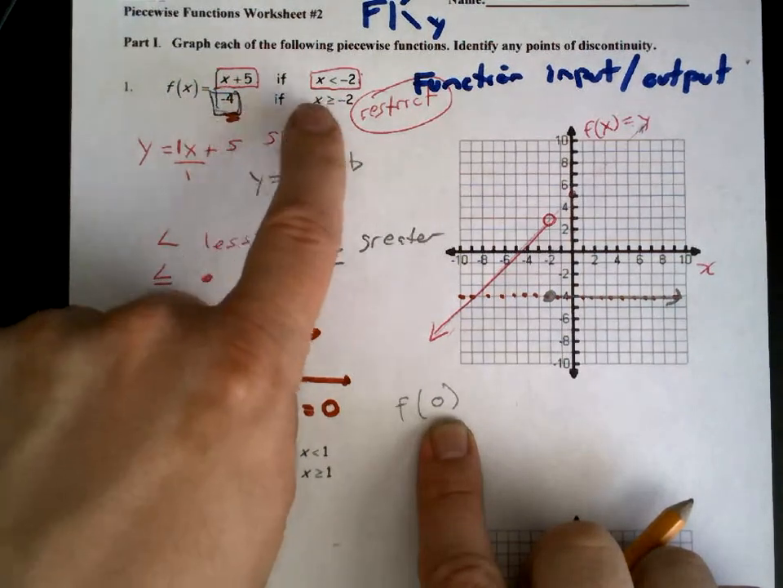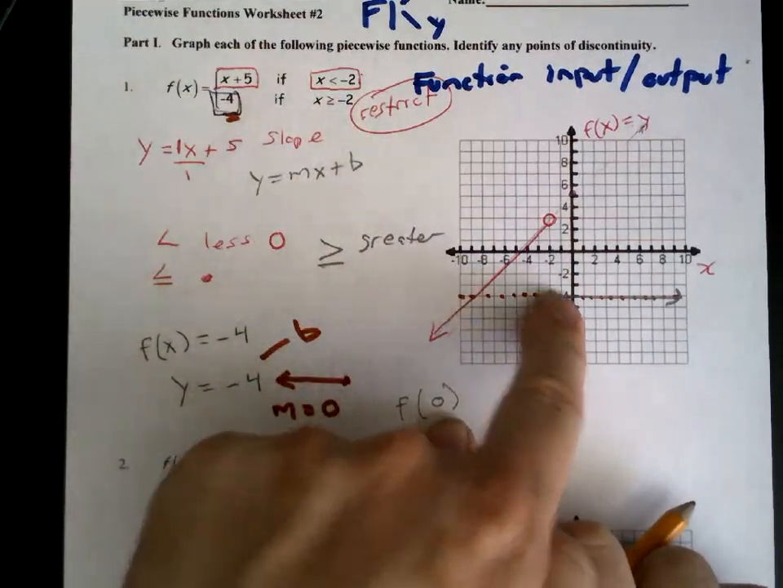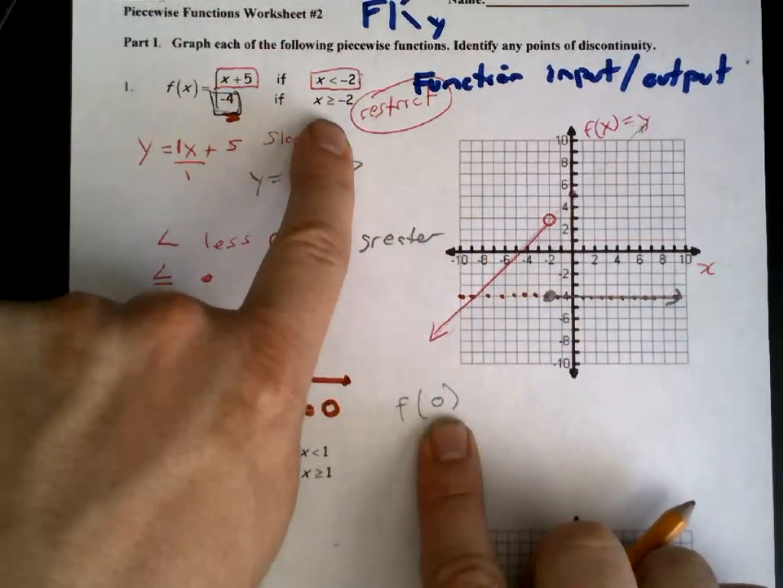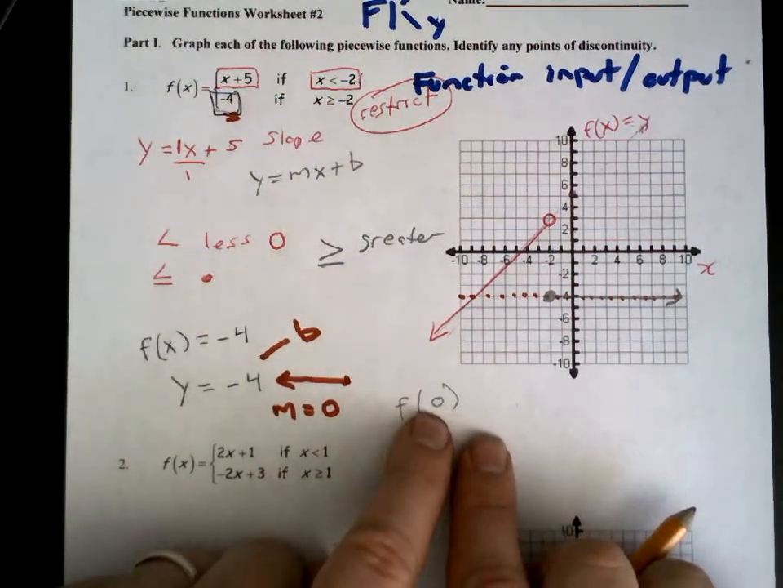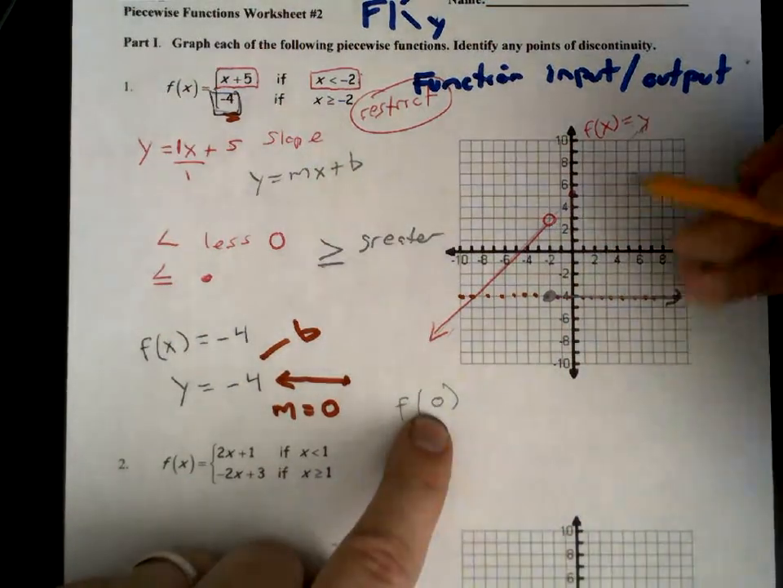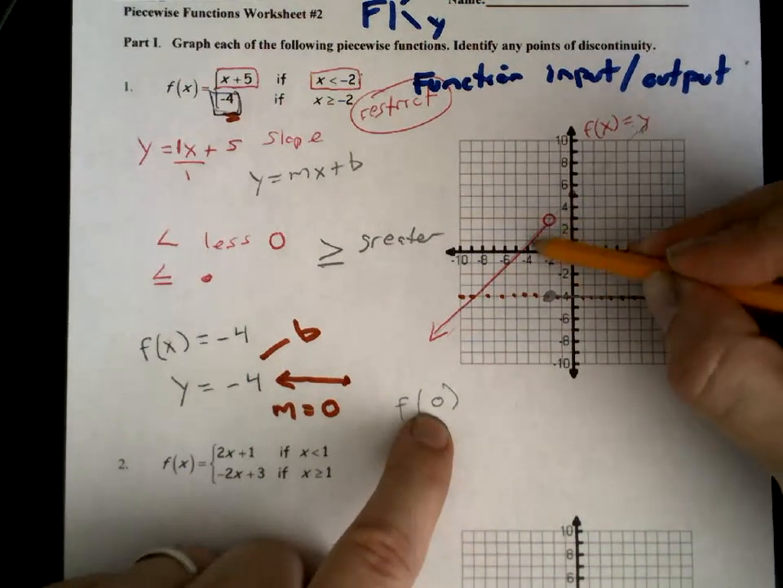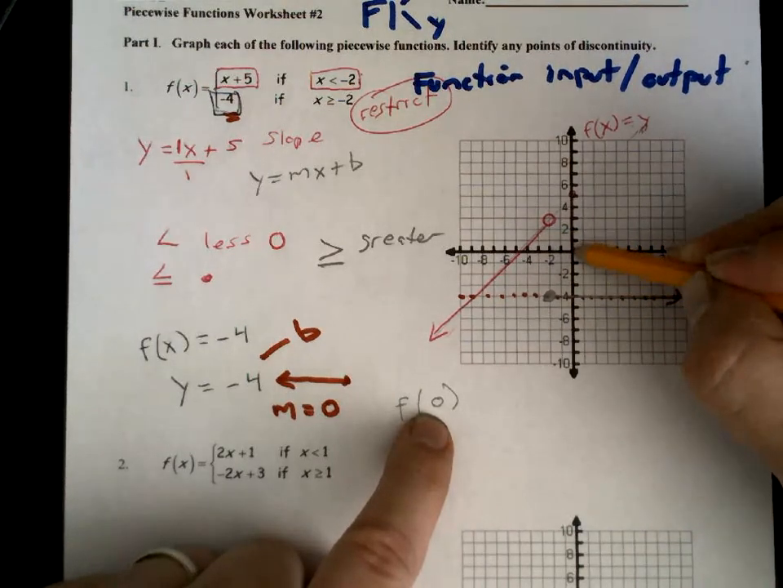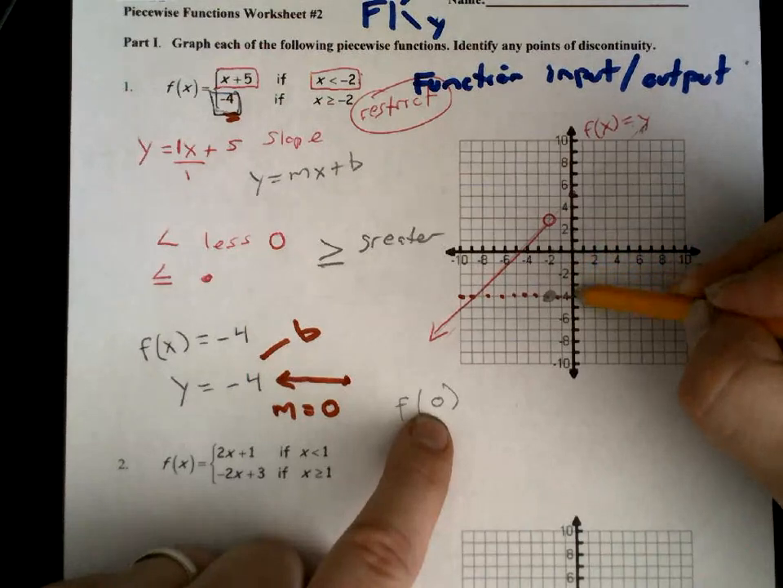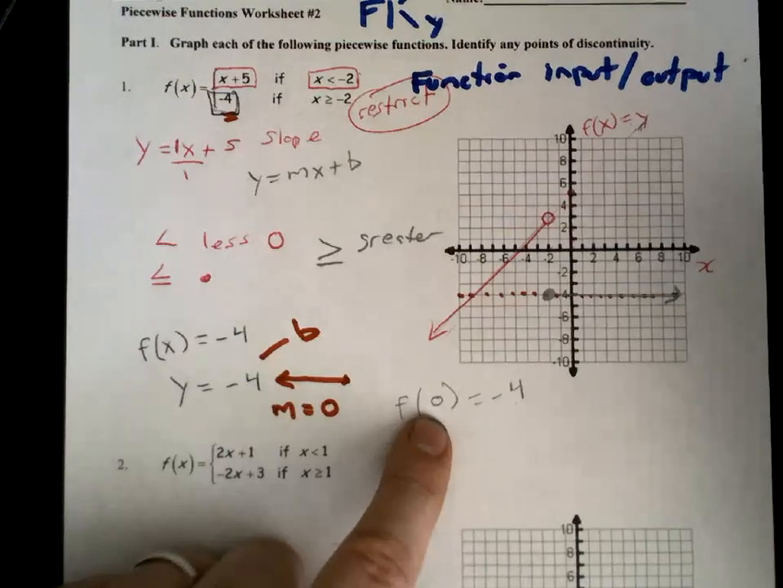You're going to look for that right here. Do you see that right there? Or go down here. You can look for it here, or you can look for it here, because you're going to plug in 0 for x. So x is 0. It looks like I'm not going to use this one. I'm going to use this one because this one exists on that line. So at 0, what's my output? My output is going to be -4.